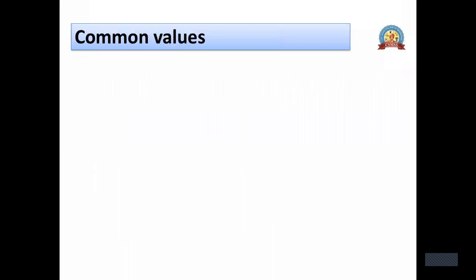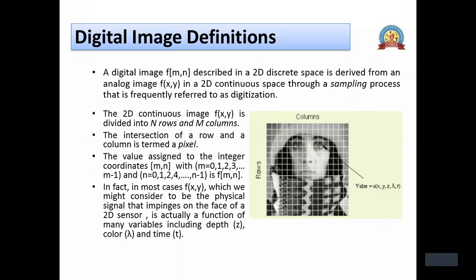So that is what we can say a digital image is. In definition, a digital image is derived from a continuous image through a sampling process. Of course, whenever we do sampling, there will be quantization also, so we are actually performing sampling and quantization together. The digital image is divided into n rows and m columns, and the resolution of the image will be n by m, that is n multiplied by m.